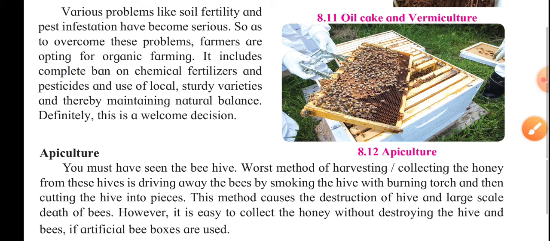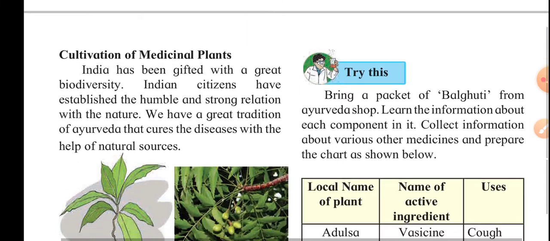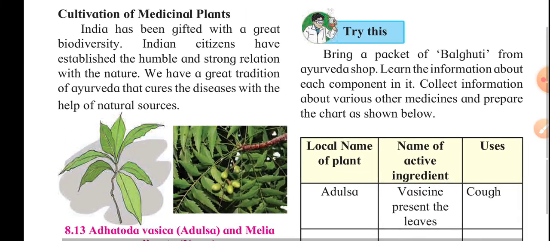Further is apiculture. You must have seen a beehive. The worst method of harvesting honey from these hives is driving away the bees by smoking the hive with a burning torch and then cutting the hive into pieces. This method causes the destruction of the hive and large scale death of bees. However, it is easy to collect honey without destroying the hive and bees if artificial bee boxes are used. In that case, the loss of bees can be avoided.